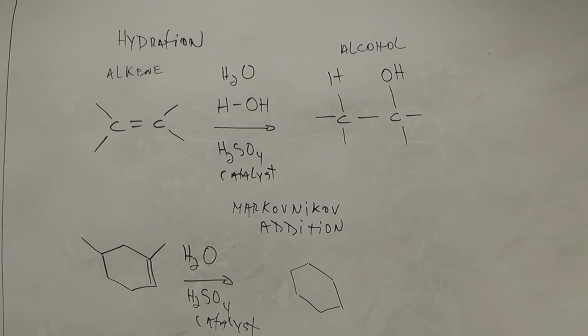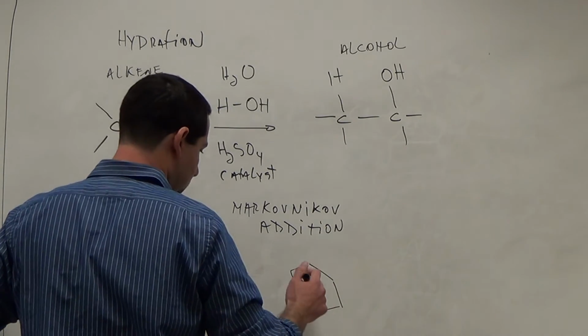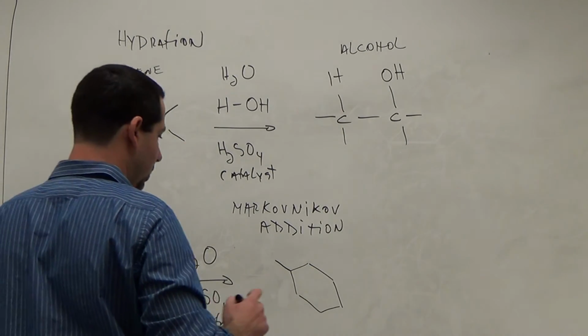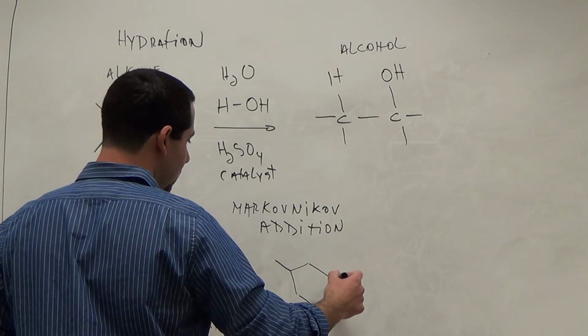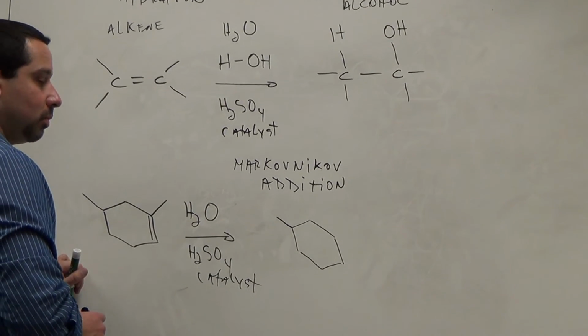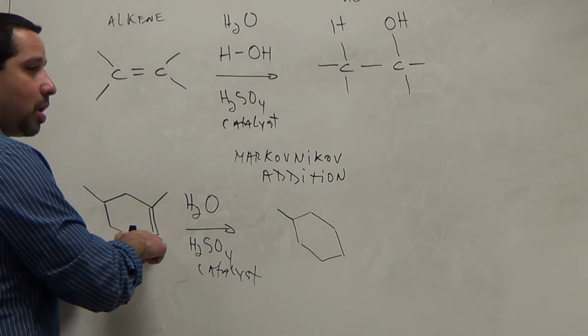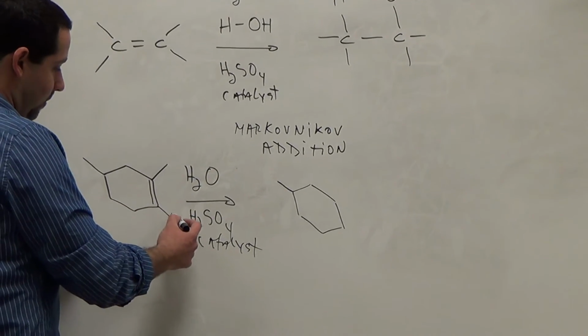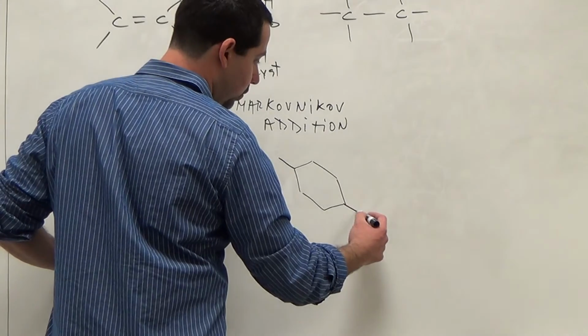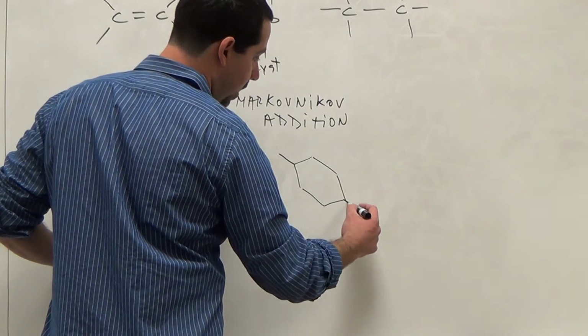It won't matter, so don't worry about what that is there for. Where's the hydrogen going to go? On the bottom of that double bond, the hydrogen is going to go there, because it has the most hydrogens. This one has a hydrogen already. According to Markovnikov addition, it will go to the carbon with more hydrogens.